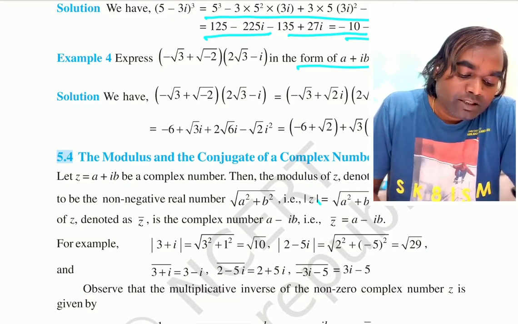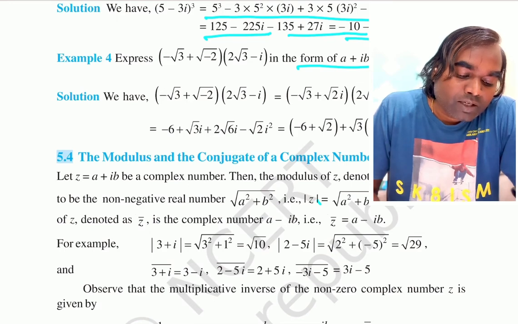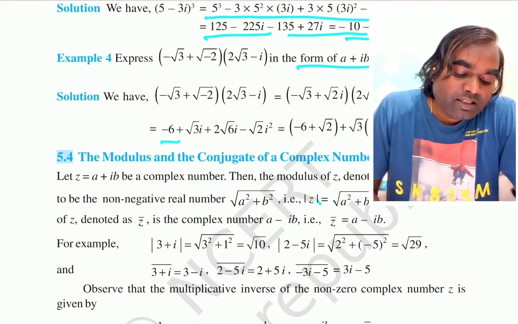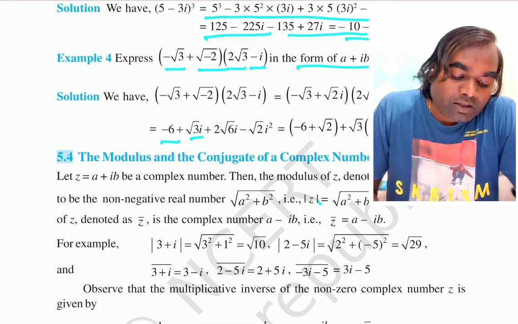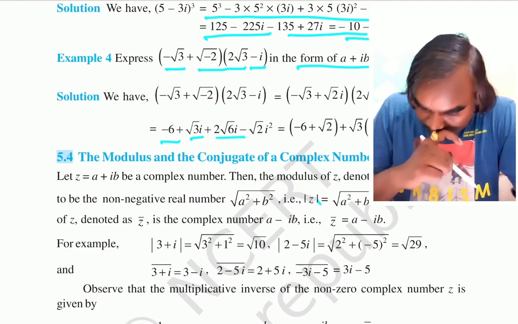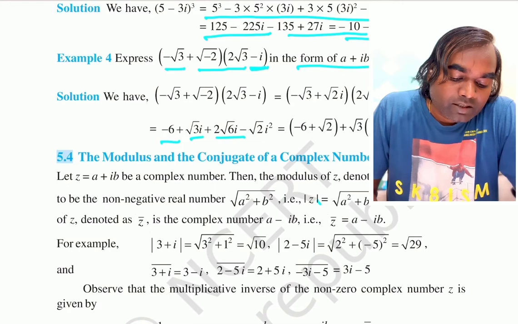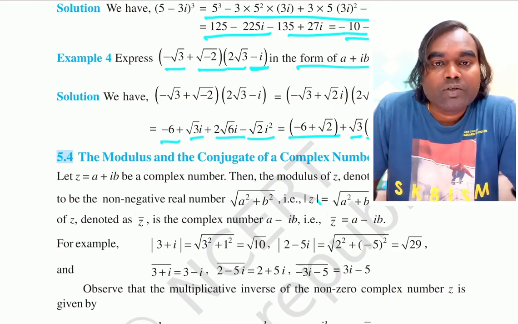So we'll multiply stepwise. Minus square root 3 into 2 square root 3 becomes minus 2 into 3, that is minus 6, and minus 3 minus square root 3 into minus i becomes plus square root 3 i, and minus square root of minus 2 into 2 square root 3 becomes 2i square root 6, and now this becomes square root 2 into i square, so minus sign, and ultimately we'll get minus 6 plus square root 2 plus square root 3 into 1 plus 2 into square root 2 i.